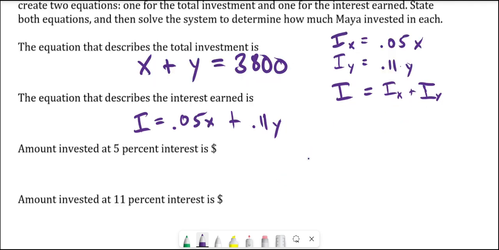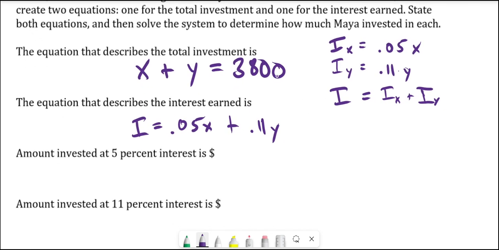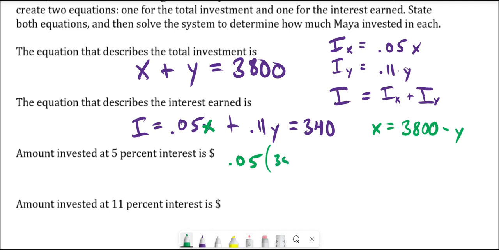Now, we were told the amount of interest that she received. She received $340 worth of interest. So we also know that this equation is going to give us 340. And now we have to solve this coupled system. The way we should go about it is first solving one of the equations where it's easy to do so for one of the variables. Notice to get x here, all I have to do is minus y to the other side, and that's 3,800 minus y. Once we've solved for one of these variables, I can go and plug it in wherever I see that variable to give me 0.05 times 3,800 minus y plus 0.11y is equal to 340.